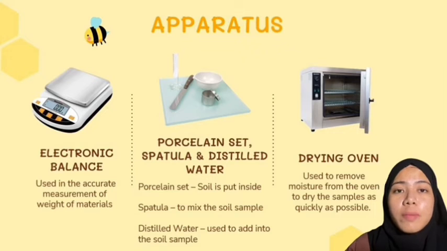Fourth, electronic balance. It is used for accurate measurement of weight of material. Fifth, porcelain set. It is used to put the soil sample inside. Spatula. It is used to mix the soil sample. Distilled water. It is used to add into the soil sample. And last but not least, drying oven. It is used to remove moisture from the sample to dry it as quickly as possible. That's all from me. The next person will continue this presentation.